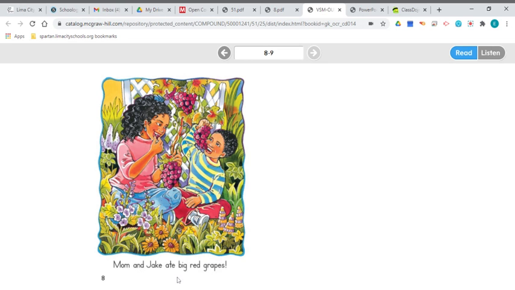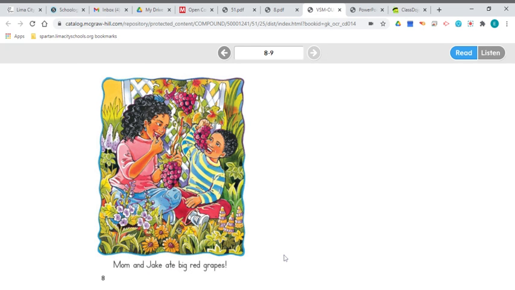Mom and Jake ate big red grapes. And here's a word that we didn't talk about when we were stretching out words, but let's talk about it right now because it has the silent E on the end. So A is going to be a long sound. Ate. You only hear two sounds. Ate. Mom and Jake ate big red grapes! With an exclamation point on the end. Someone's probably very excited because they grew their very own grapes.